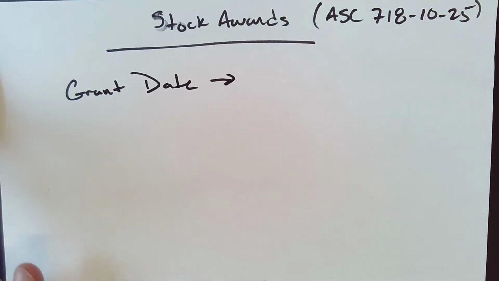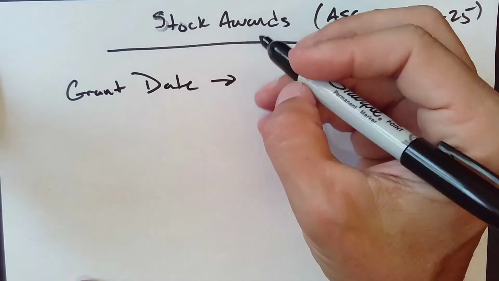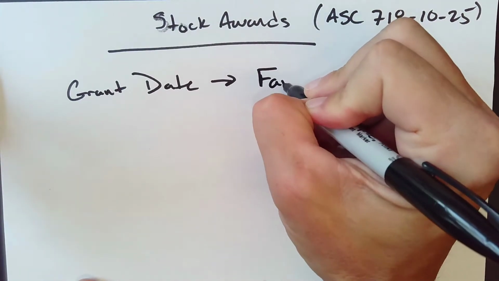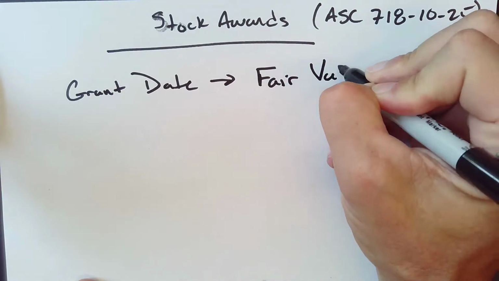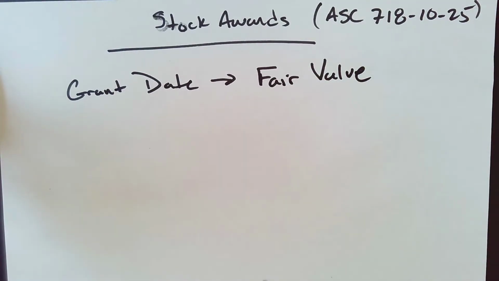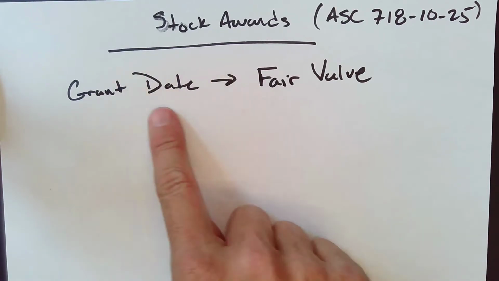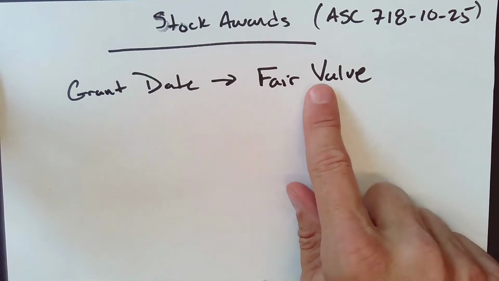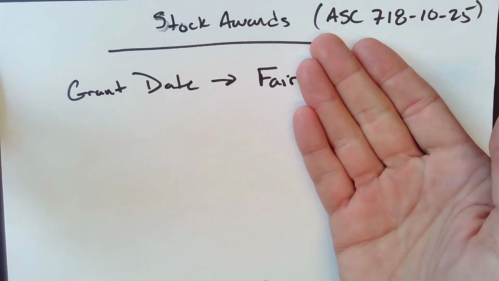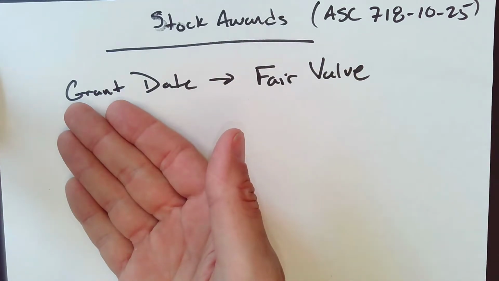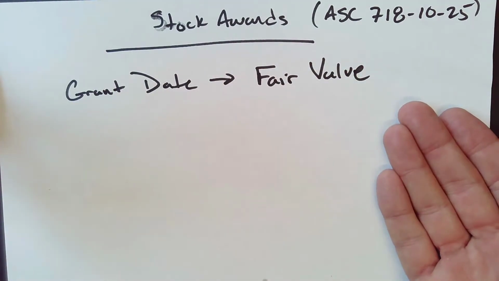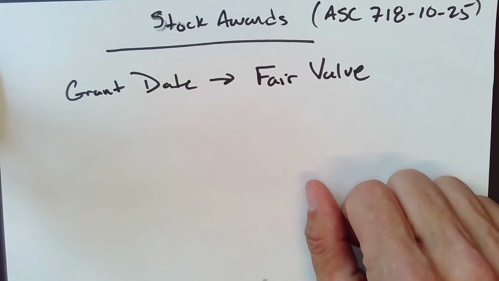We determine the fair value of the equity, the fair value of the contract, right? What's the fair value of what I am giving up? Because if this was important and I was giving it in cash, we'd know what the fair value of the cash is. Here we're giving you shares of stock. What's the fair value at the grant date?